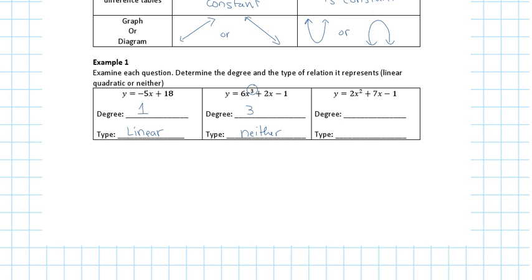Do you guys know what the actual name for it is, instead of neither? You don't need to know this, but it's called cubic. It's a cubic function. And how about this? Degree 2.